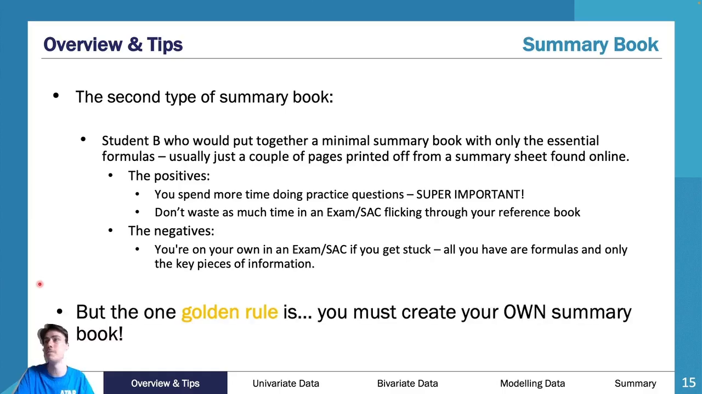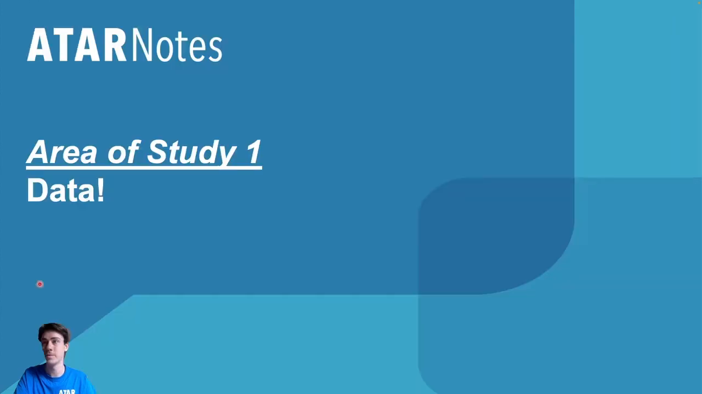But the golden rule is you need to create your own summary book. That's rule number one. You cannot get around that rule. You have to cover that rule. So they are all my tips and tricks.